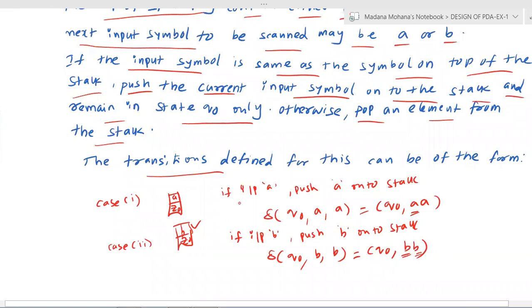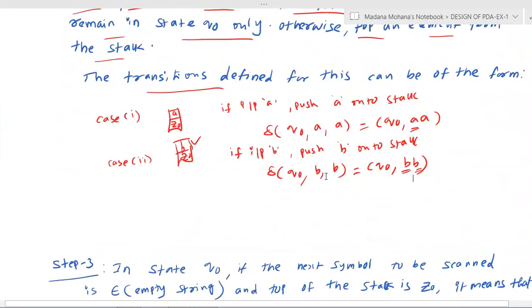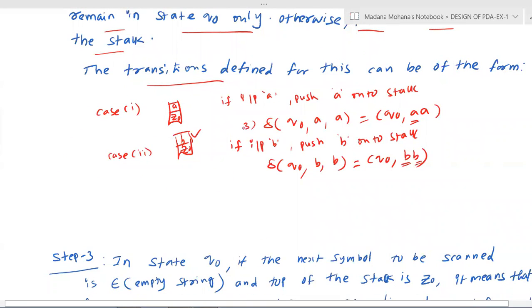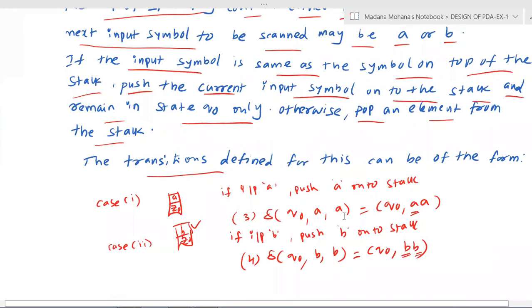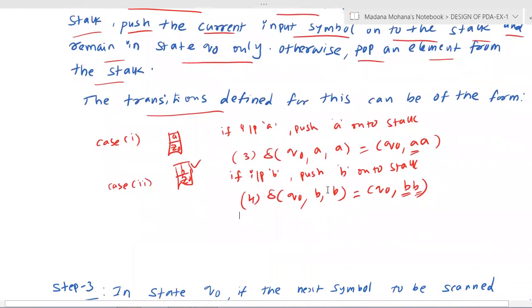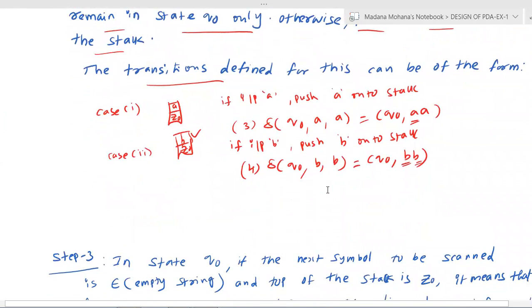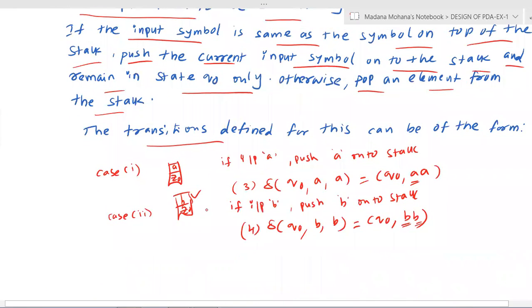So in the previous step, we have two transitions. These are the remaining two transitions; you can give them numbering, so now 3, 4. If the input is the same as the stack top symbol, then only you perform the push operation. Otherwise, pop. Otherwise pop means the input is different from the top of the stack. So the next transition is: suppose your input is A and stack top is B. Both are different. In this case, what do you have to do? Without changing state, simply perform pop.